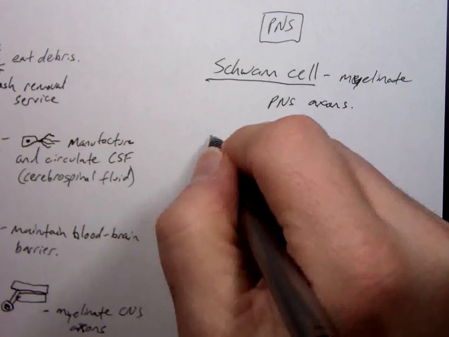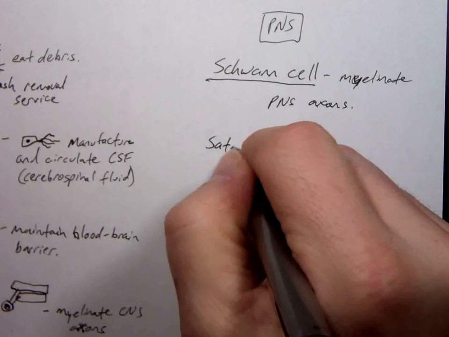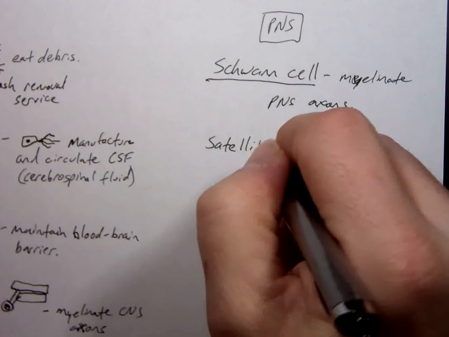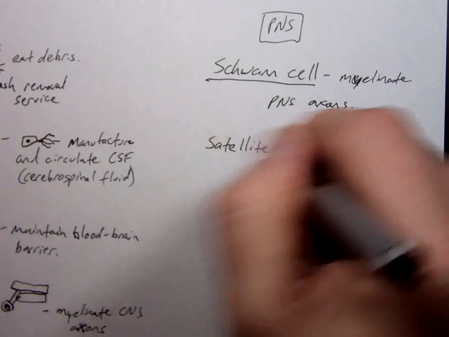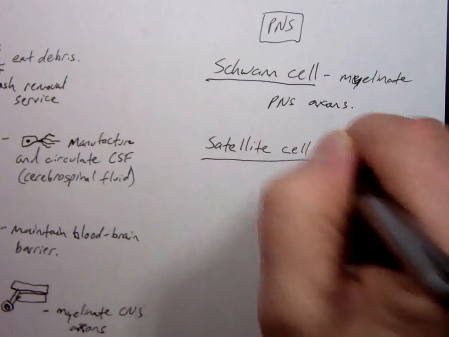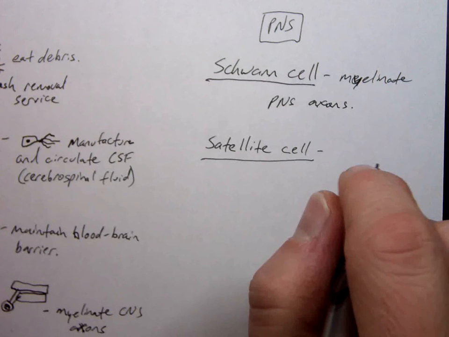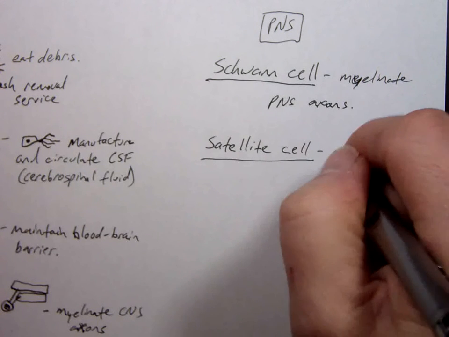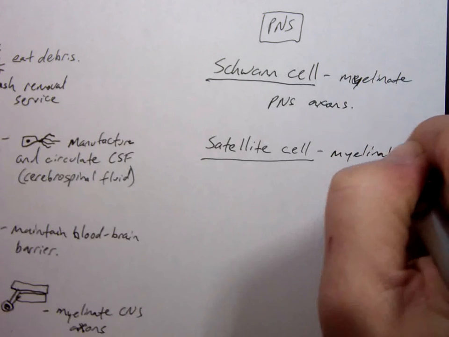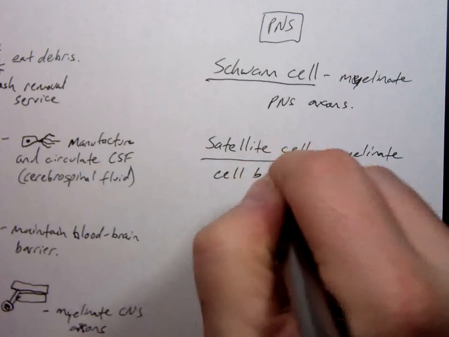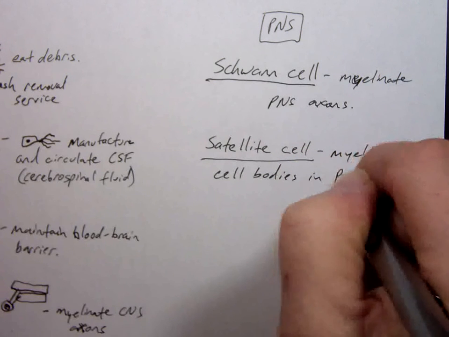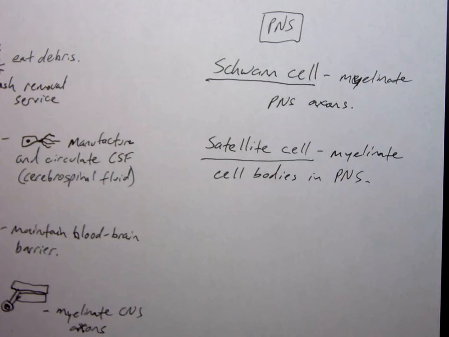And finally, satellite cells. I think that's right. And this is really a cell whose job is to myelinate cell bodies in the PNS. It says in the textbook at ganglia, and ganglia are groups and bundles of neurons all together. So it will myelinate cell bodies, or cover cell bodies.